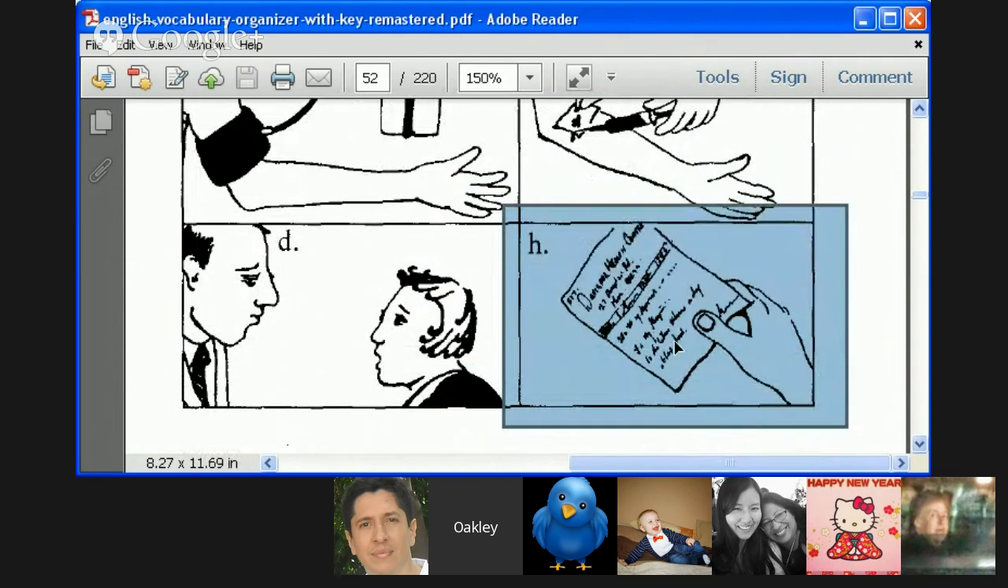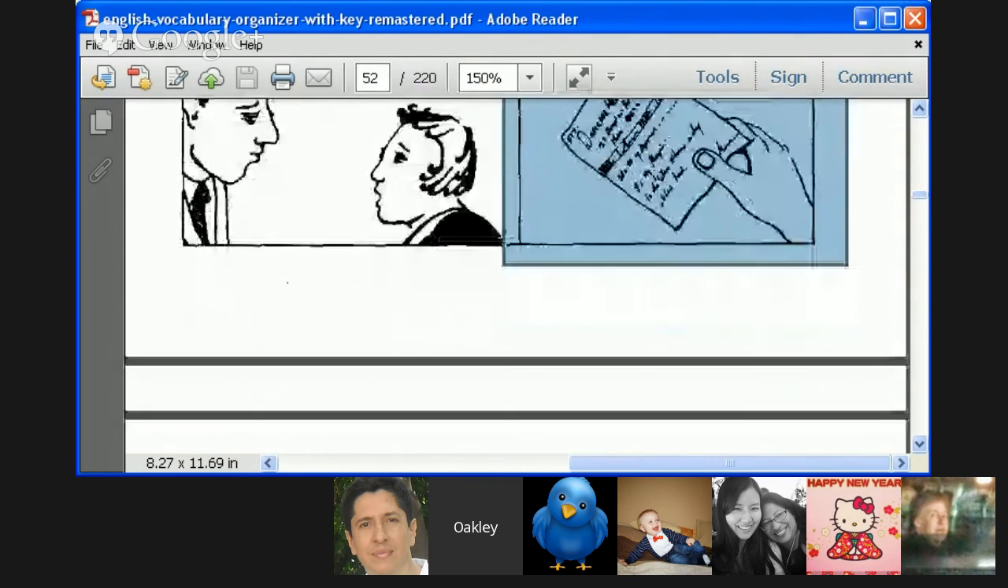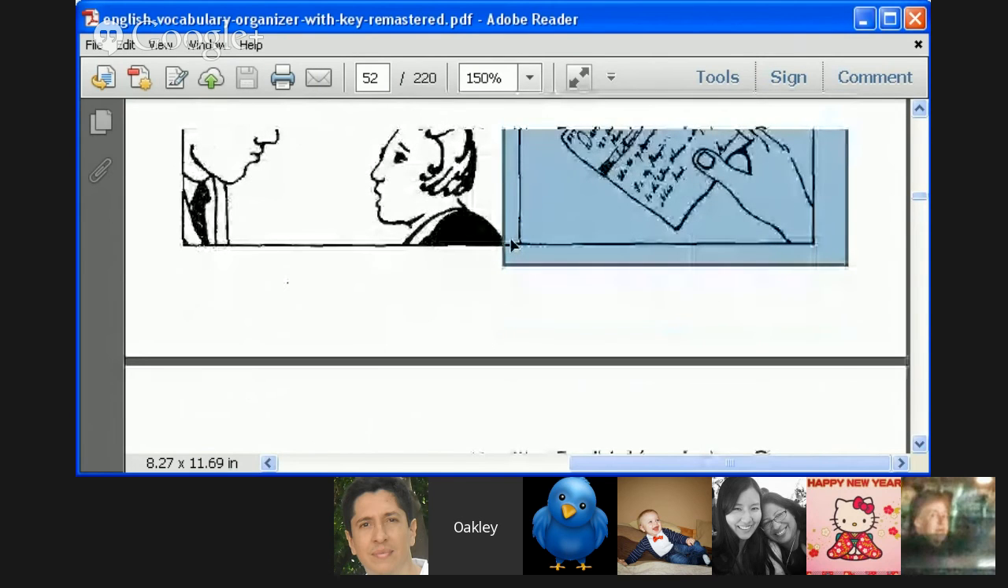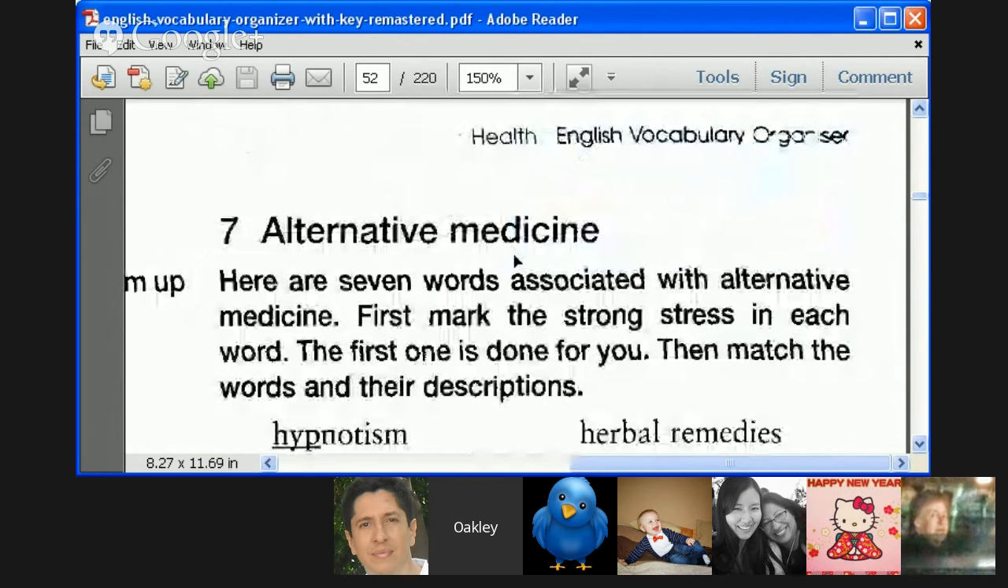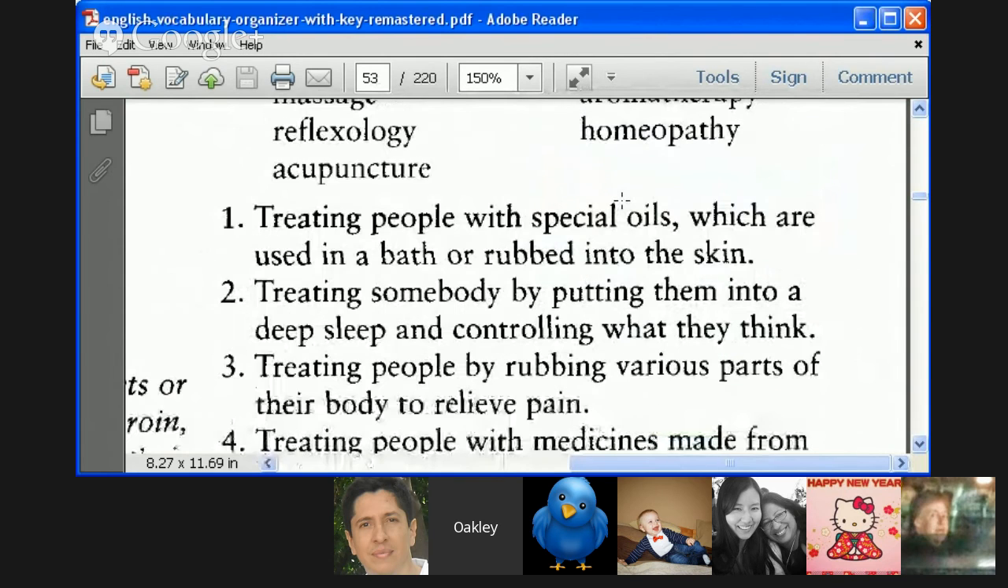And Cornell, finally, letter H. Doctor gives somebody a prescription. Is giving someone a prescription. That's right. Yeah. Okay, terrific. Okay. Well, I liked it.